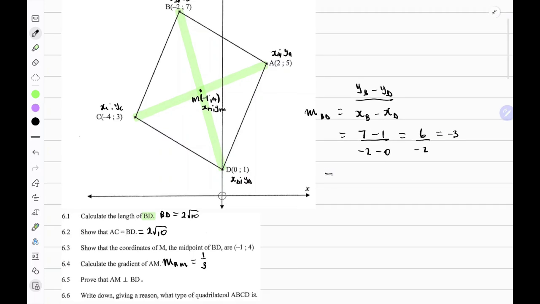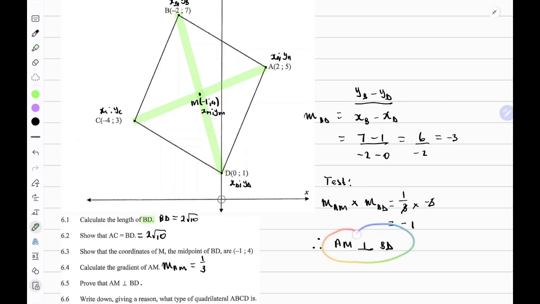So let's test to see if the product of their gradients give us -1. That is m AM multiplied by m BD. So m AM is 1/3 multiplied by -3, which gives us -1. So therefore AM is perpendicular to BD.